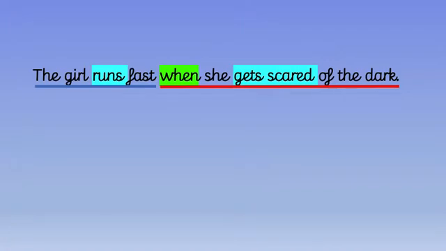Okay, so you can see here, this is the sentence I showed you earlier. Our main clause would be this first bit underlined in blue, the girl runs fast, because that makes sense on its own. The girl runs fast. But then the second part, when she gets scared of the dark, does not make sense without the first one. So this is our major clause and this is the subordinating clause. But we don't need to worry too much about that.